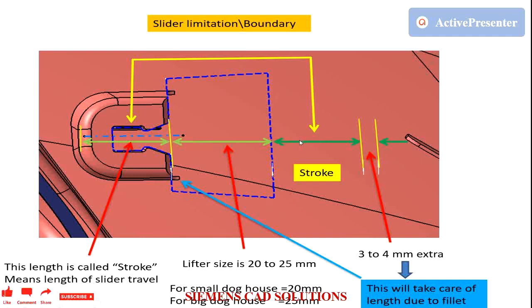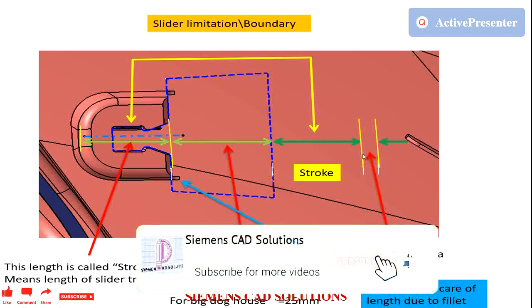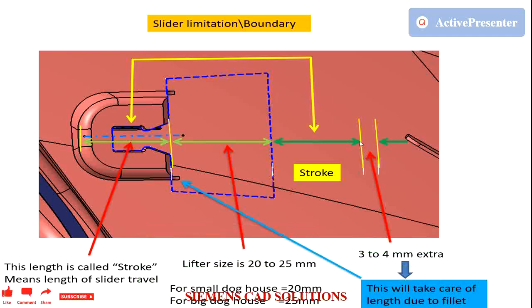So here we need to have one more stroke. It's nothing but this stroke, slider area and lifter area need to come out. Usually the lifter size is 20 to 25 mm. For the smaller doghouse it is 20 mm. For the bigger doghouse the lifter size will be 25 mm. And then we used to have 3 to 4 mm extra for clearance. After this, we need to add the next feature on the B surface.